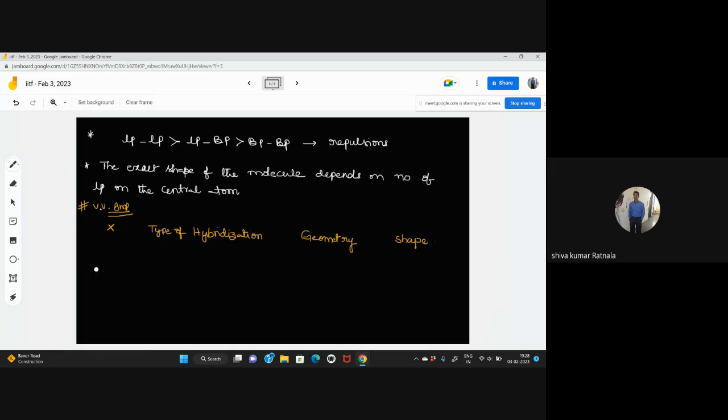If the X value is 2, then the hybridization will be sp hybridization. Geometry will be linear, and shape will also be linear. That means it is like a straight line. If the X value is 3, hybridization will be sp2 and geometry will be trigonal planar. Shape also remains as it is, because I told you shape changes only when we have lone pairs.